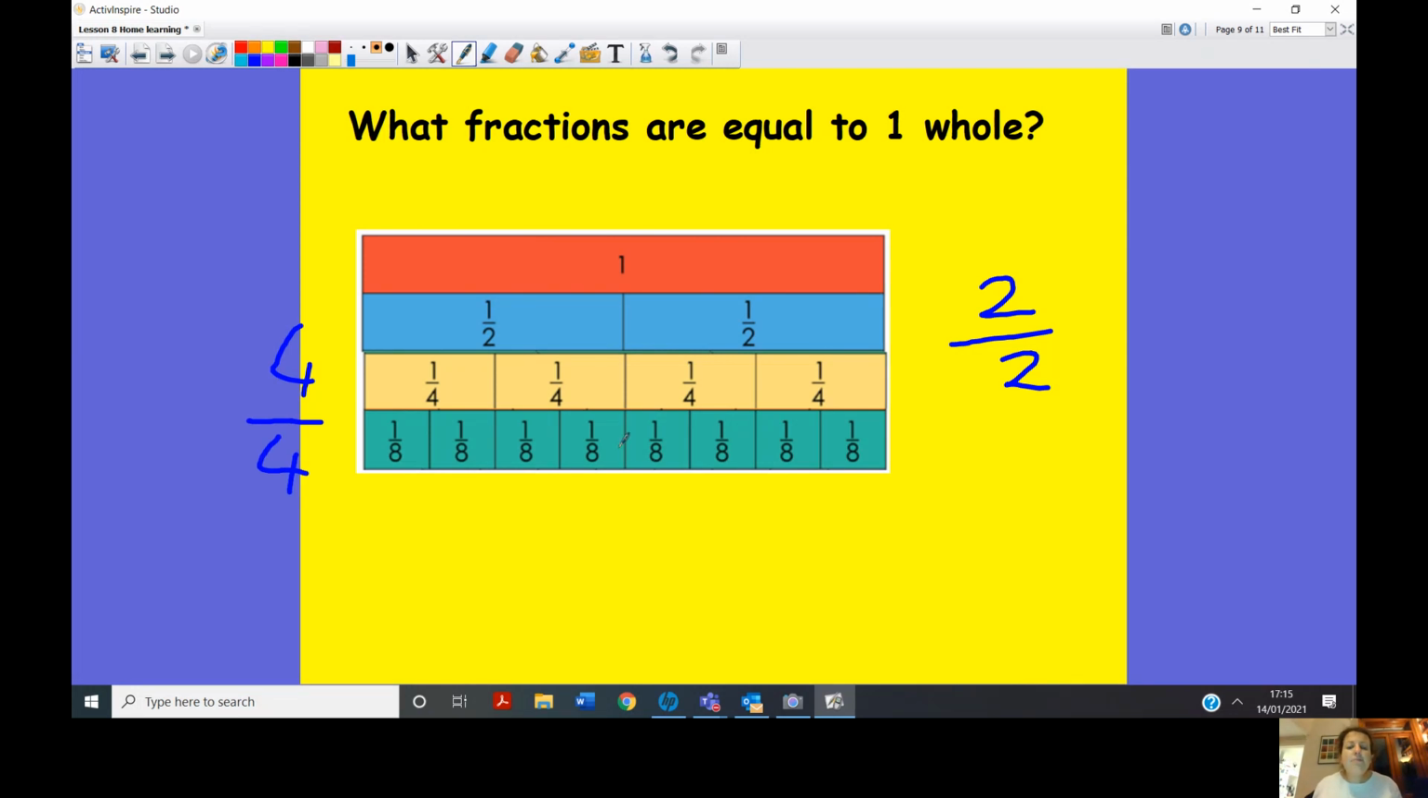Then looking at the bottom here, this is a fraction wall divided into 8 equal parts. So if I have all 8 parts, 1, 2, 3, 4, 5, 6, 7, 8, all 8 equal parts, it is going to add up to a whole. And that would be 8 parts of 8.